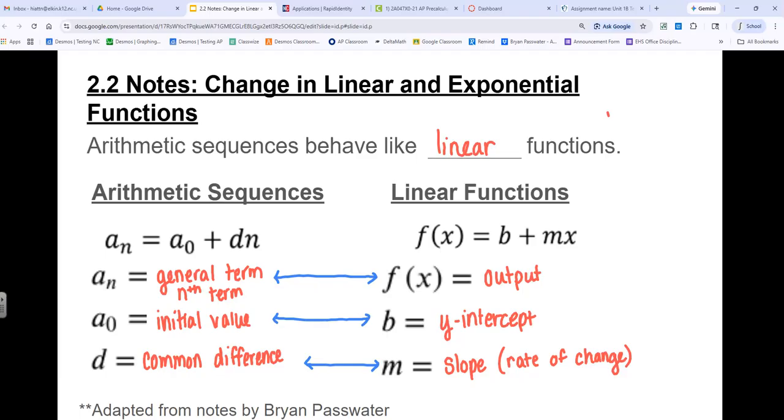What is the only difference, really, between our linear functions and our arithmetic sequences? Very good. Arithmetic is only points. The linear is all connected, right? Because for arithmetic sequences, we can only plug in whole numbers for that. Okay?